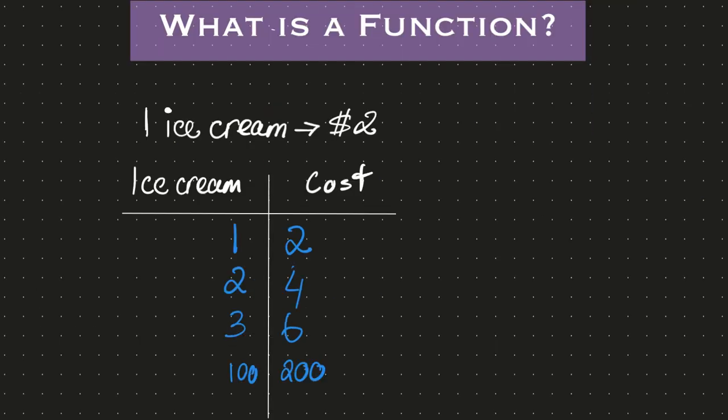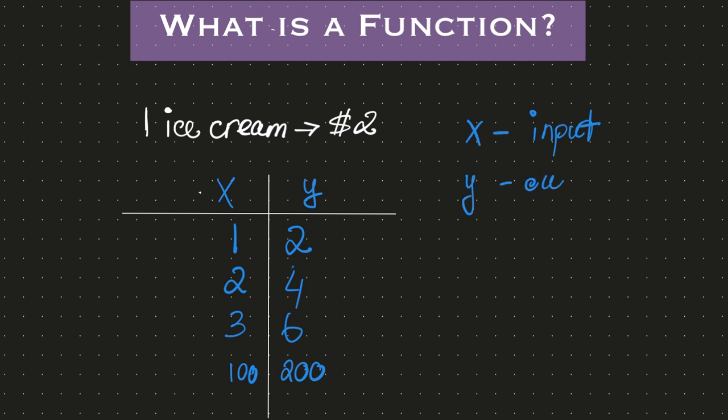In math, we don't talk about ice creams, right? We will have a different type of things that we'll say. So instead of how many ice creams, I would say x. And instead of the cost of the ice cream, we will say it is y. So then our x will be our input, because we're saying how many, and then our y will be our output. What was the result of how many? In here, we said ice cream and the cost.